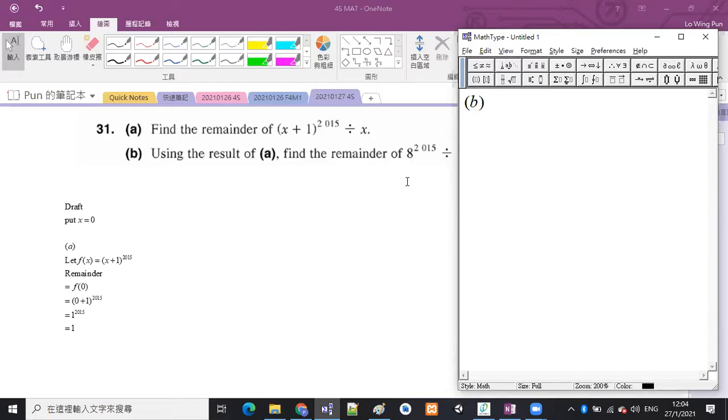但係今次我想用個 division algorithm 去砌翻一條式出嚟。Okay, so that is like this. From part A, we know that x plus 1 to the power 2015 should be identical to divisor times the quotient, I don't care, plus the remainder, 1. Can you get this? Okay, just using the division algorithm to put what we have done in part A back into an equation or an identity.